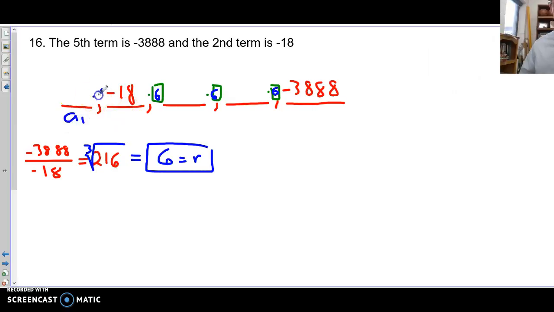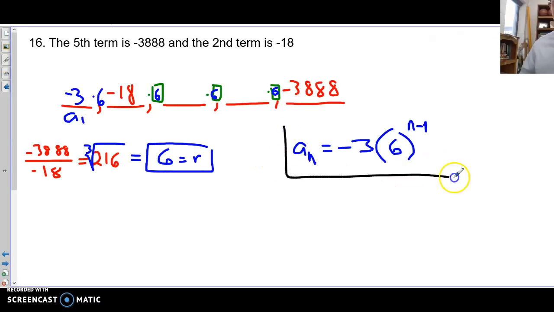Well, I multiplied by 6 to get negative 18, so take negative 18 divided by 6, that must be negative 3. So there's my first term. And if that's the case, my rule is going to be my first term, negative 3, times my common ratio, 6, we'll put in parentheses this time, raised to the n minus 1 power. There you have it, writing some rules or formulas for geometric sequences given different pieces of information.